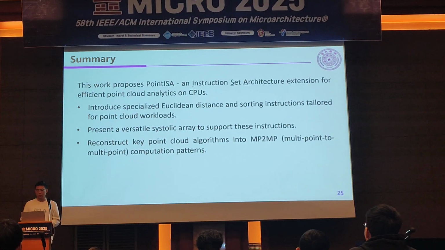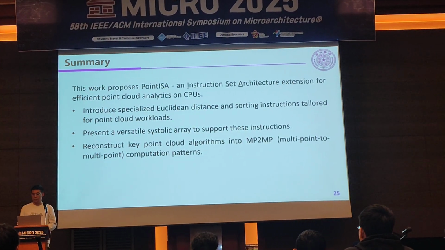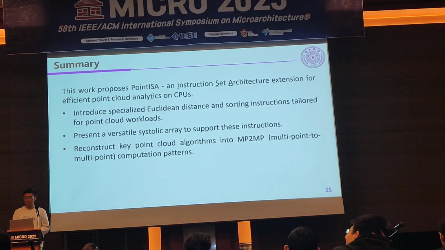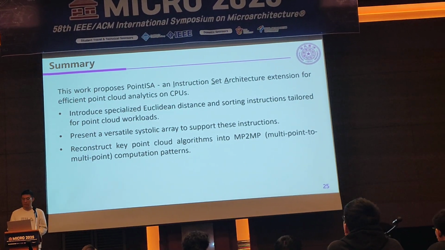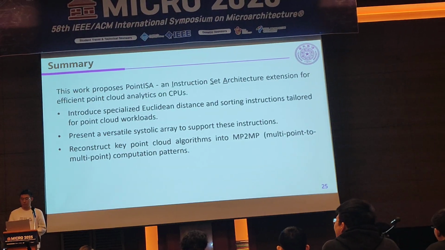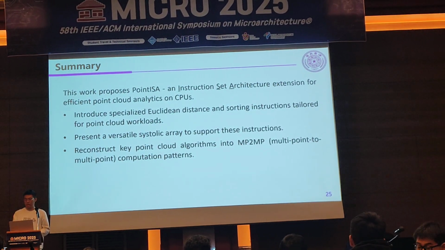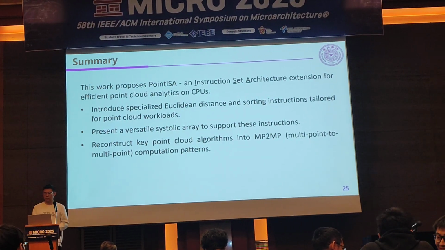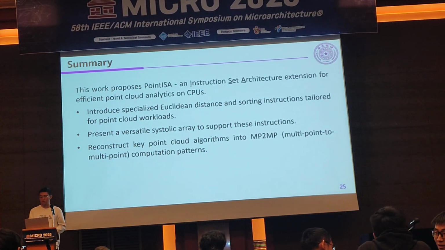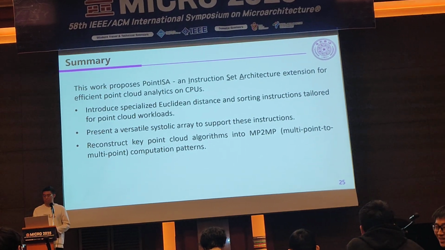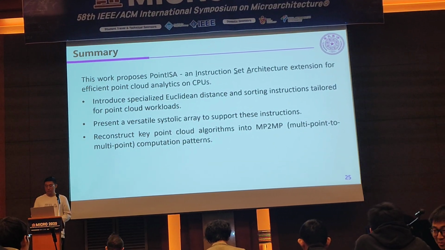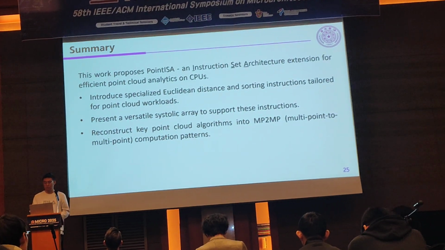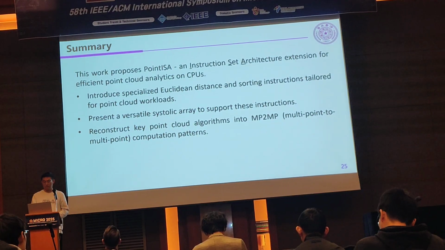To summarize, we propose Quantize, an ISA extension for automatic use through architecture and algorithm design. It introduces new distance and sorting instructions, like versatile systematic and reconstructive algorithms, into efficient P2P planning. Together, this design brings high performance, low overhead, and great flexibility for functional workflow. Thank you for your attention.